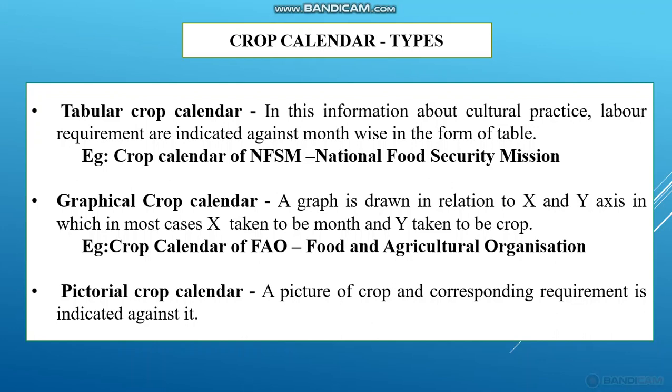And next is the pictorial crop calendar. In the pictorial crop calendar, there will be a picture of the crop, and the corresponding requirement is indicated against it. In the graphical calendar we have x and y axes, but in the pictorial one we have a picture, and corresponding to the picture we mention the information. So this is the pictorial crop calendar. We will see an example now.